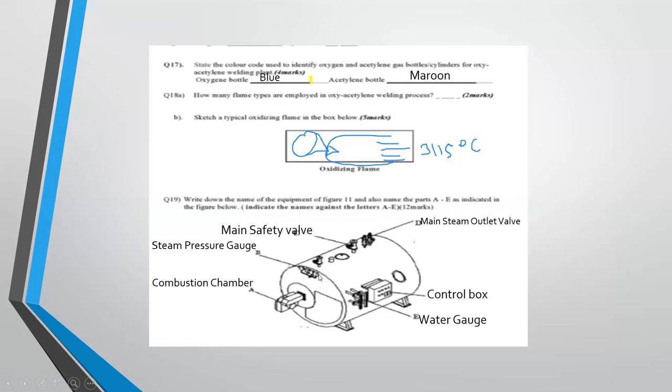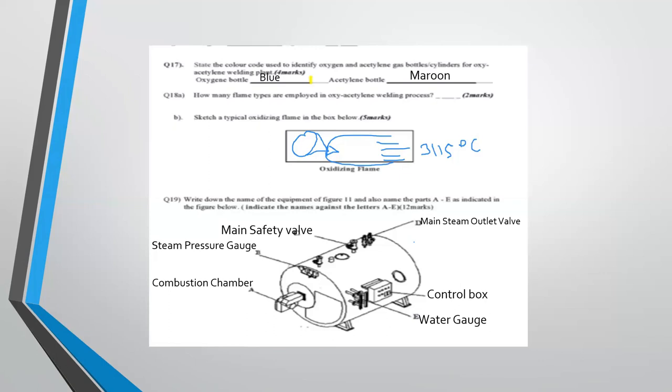We have a steam pressure gauge. It tells us the pressure accumulated inside the steam boiler. That's the steam pressure gauge. It indicates the amount of steam built in the steam chamber. The next one is the combustion chamber. That's where all the mechanisms are done. So what happens inside the combustion chamber? That's where all the processes are done. It contains some parts where oil is spilled over the water or the liquid inside the steam boiler. So that's where the combustion and other complex processes occur.